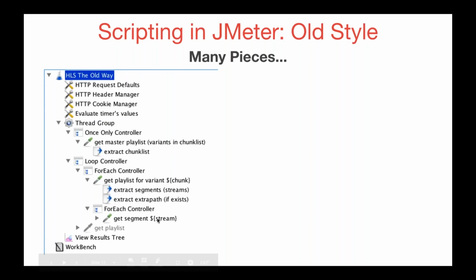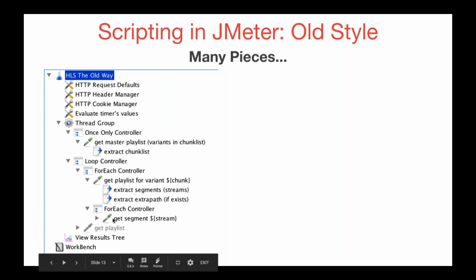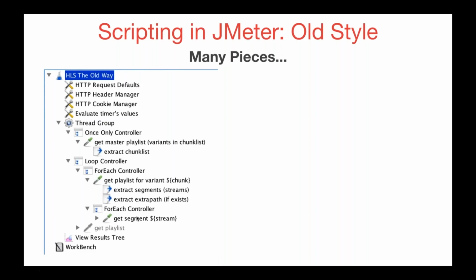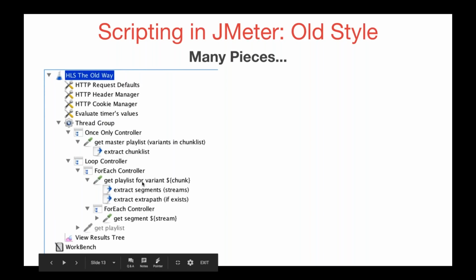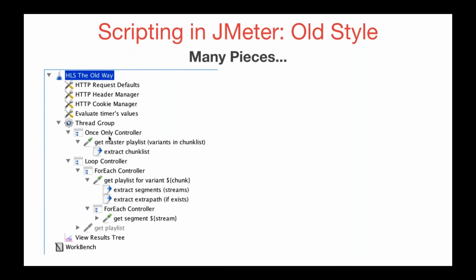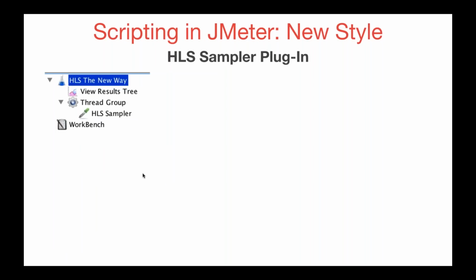And then it's going to get the segment, to essentially play the video, right? And then it loops back around. This one's been designed to actually go through all the items in the playlist and do them, right? But you can see that this takes a bunch of pieces. We have to build this to think like an HLS client, and it's not awful, but it's a lot of moving parts, right?